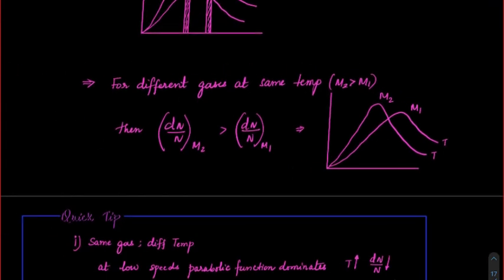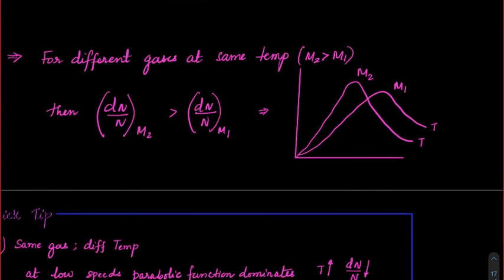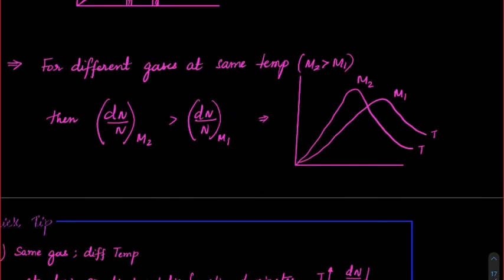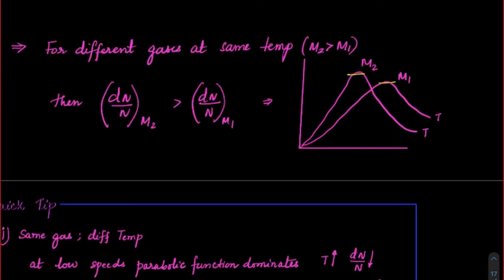Second, for different gases at the same temperature, if M is increased, it will become steeper and steeper. So you can see this is M2, this is M1. As M increases, it becomes steeper. If T increases, it becomes flatter. Okay, got it?